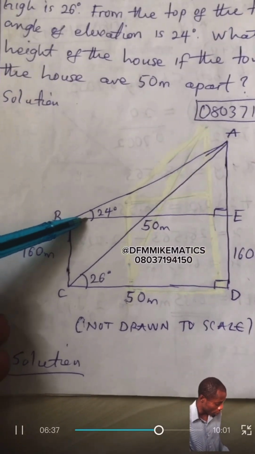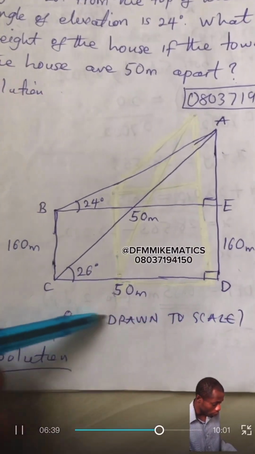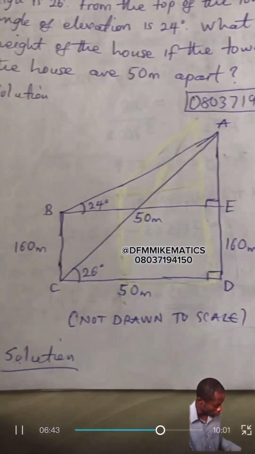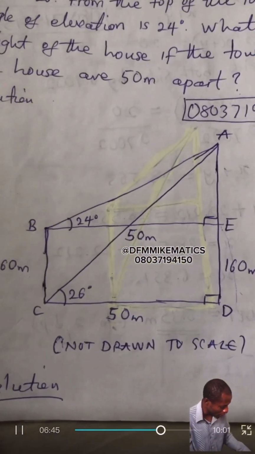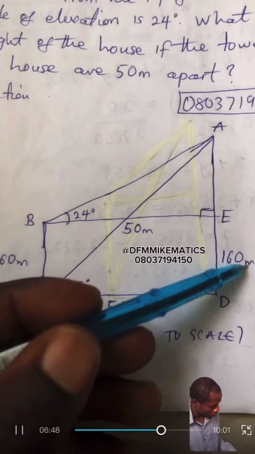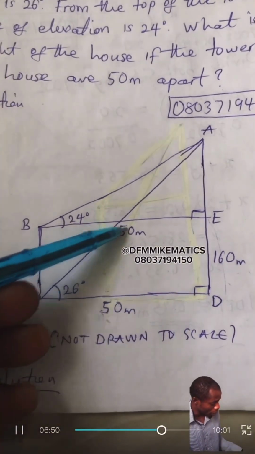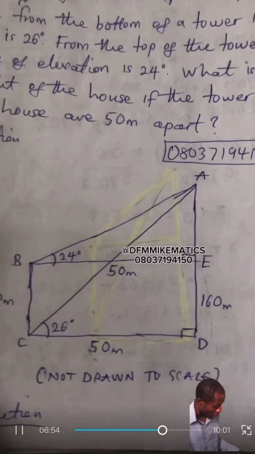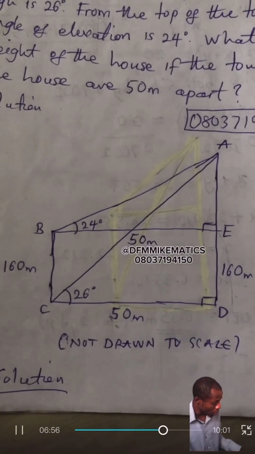This diagram is not drawn to scale, or else this one should be 100 because this place is longer than this place, okay? So it is not drawn to scale. We take this as 160 meters, 160 meters, 50 meters, 50 meters, because of the rectangle, because the opposite sides of a rectangle are equal. Do you understand that now?